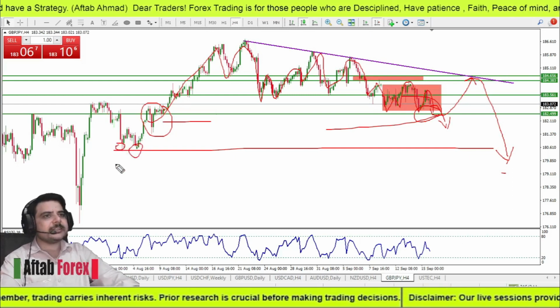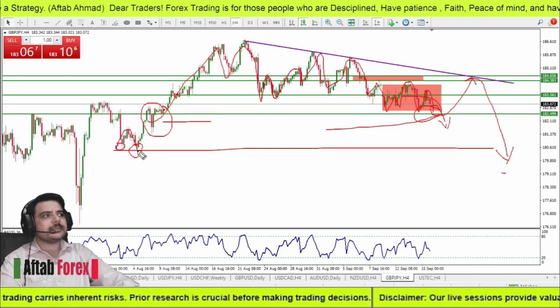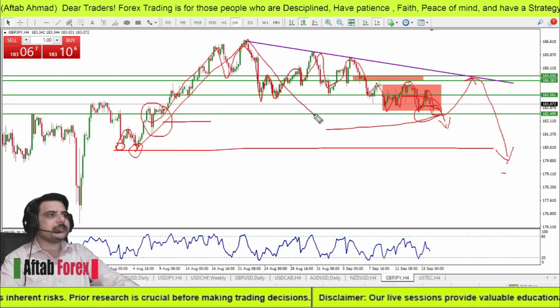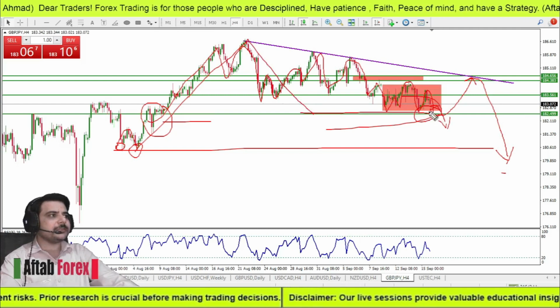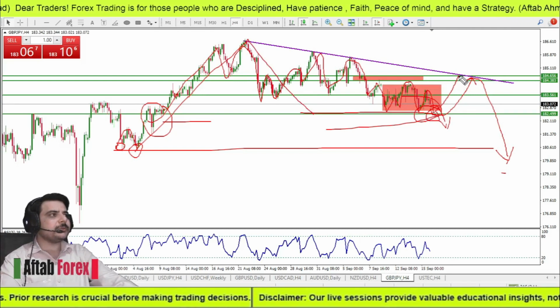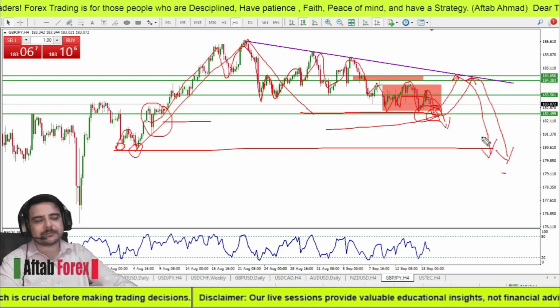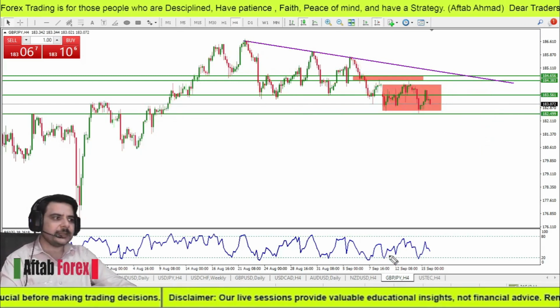And now it's the time for this correction. This whole will become an ABCD pattern. This is going to be a 61.8% retracement, some bullish attack, it will be pushing up, and then it will be pushing down. Very nice and fantastic opportunity it is.